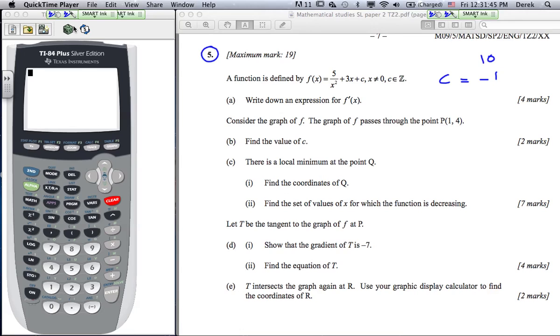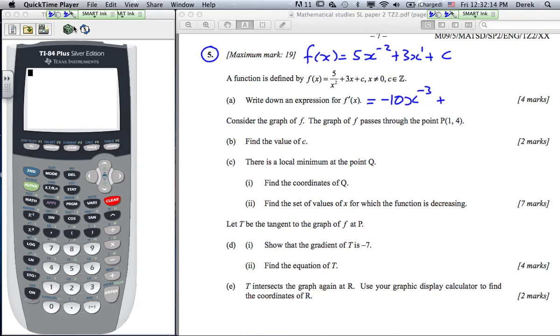Write down an expression for f prime of x, or we need to differentiate this. Now, in doing this, it will be good to rewrite this formula as f of x is equal to 5x to the minus 2 plus 3x plus c. So when I differentiate this, I'm going to take this minus 2 and multiply it by 5. I'm going to get minus 10x, and then I'm going to subtract 1 from minus 2. That's going to become minus 3.